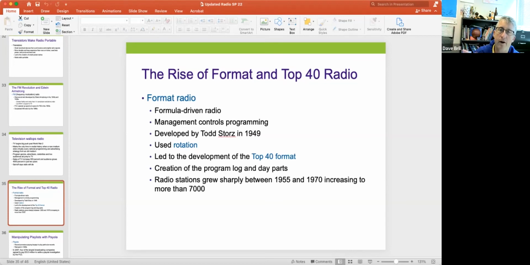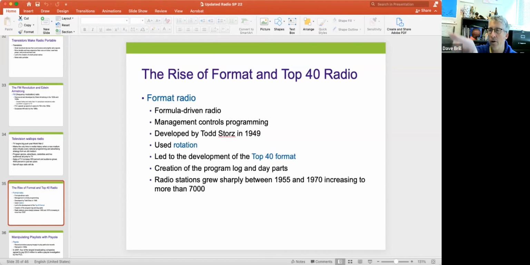We get format, local radio, that really becomes a thing starting in the 1950s. It was developed by Todd Storz in 1949. Think about it like a clock or like a pie.